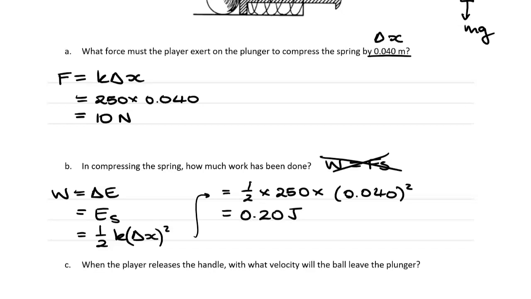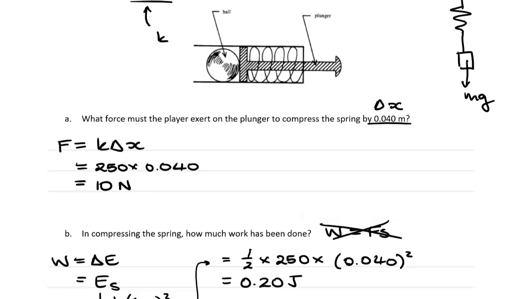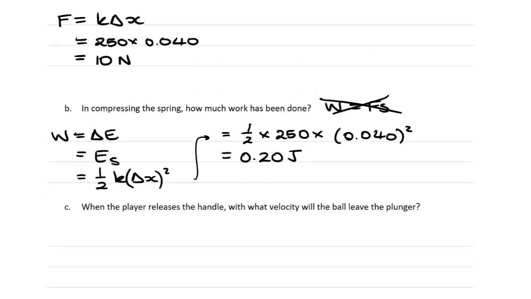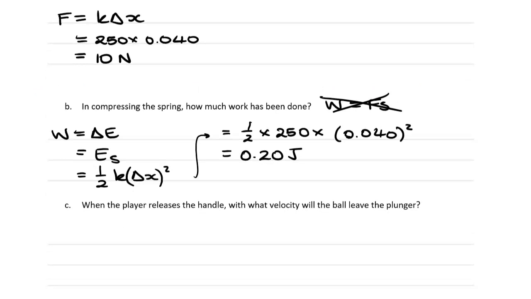Notice, if we did this force, 10 newtons, times this value here, we would have gotten double the actual amount of work done. It is a variable amount of force. The person's pulling this way, so the spring is applying a force this way. As this force gets larger, the spring force gets larger. So we cannot use work equals Fs because we have a variable force, and that's the kind of thing I'd be putting on my note sheet.